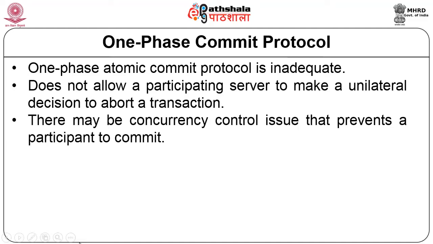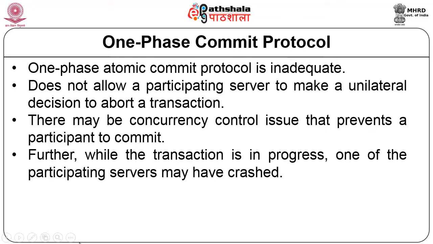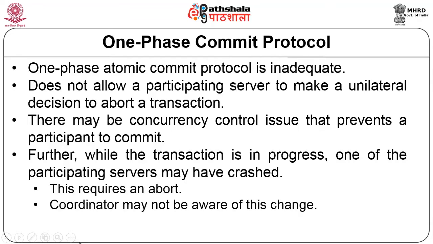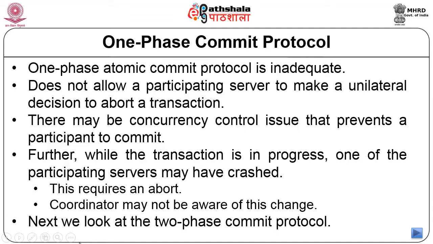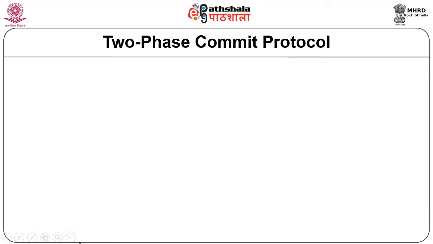Based on concurrency control issues, or other things which are only relevant to one of the participating servers, the coordinator may not be aware of them, and the server may not be able to commit even if the coordinator has taken a commit decision. So, this creates a problem in the one-phase commit protocol. Even a server crash may not be known to the coordinator, thereby making the decision very difficult. So, this problem is alleviated in the next commit protocol, which is the two-phase commit protocol.